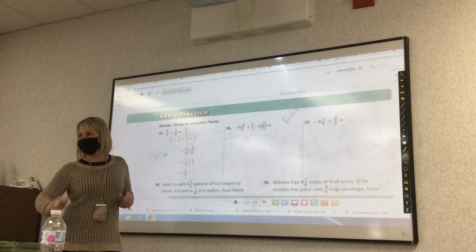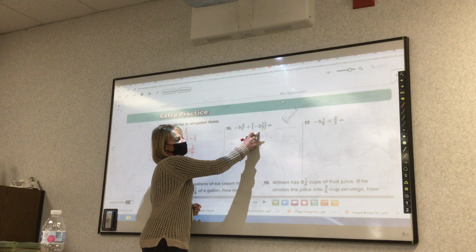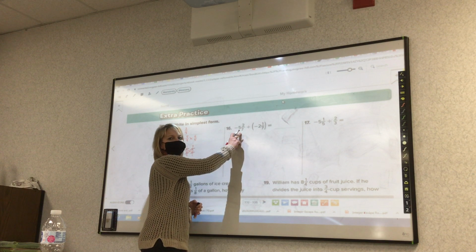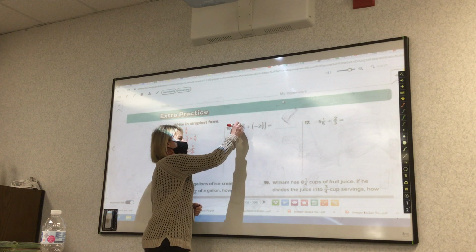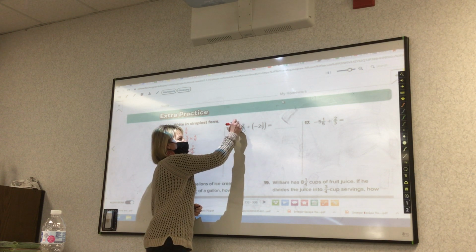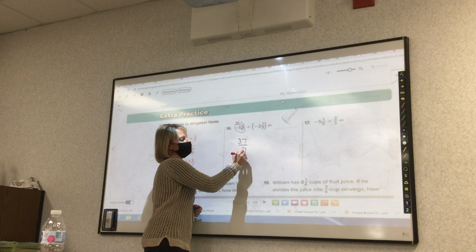Fractions, this was the extra practice. You had to rewrite it down, and then you rewrite your mixed numbers as what? Improper fractions. So 5 times 7 is 35. 35 plus 2 makes 37. So I have negative 37 sevenths.